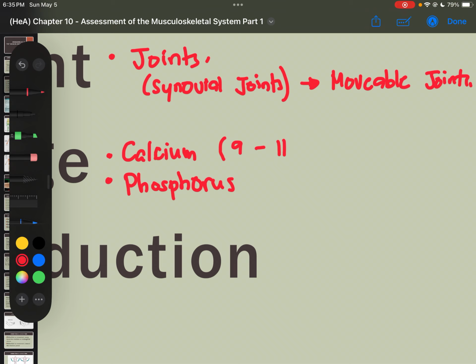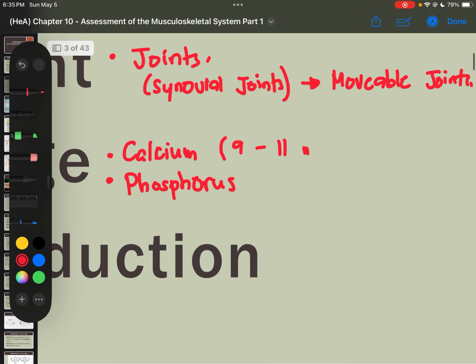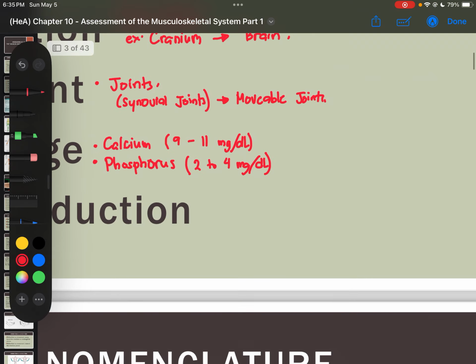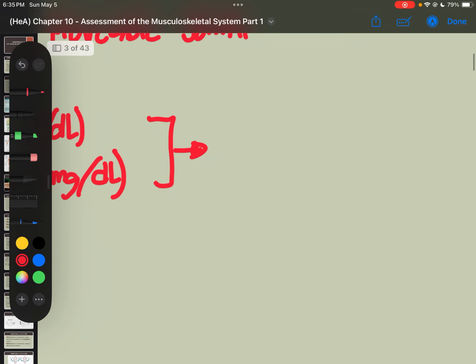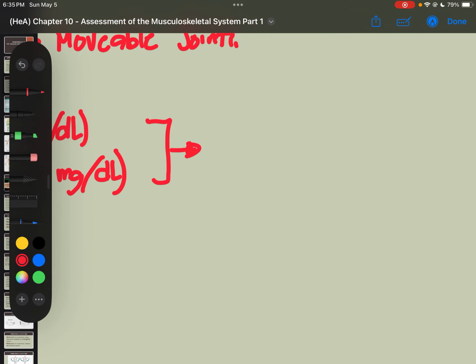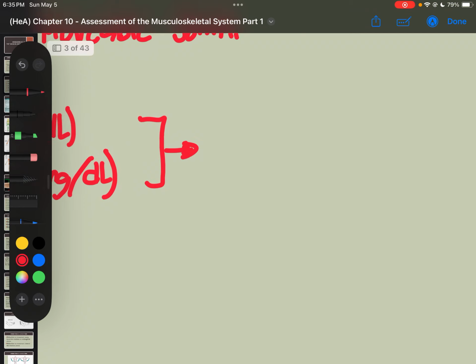Calcium is 9 to 11 milligrams per deciliter, while our phosphorus, class, is usually 2 to 4 milligrams per deciliter. Those are the normal lab values. Now, these two are governed by what we call our endocrine system. Their amount is controlled by the endocrine system.